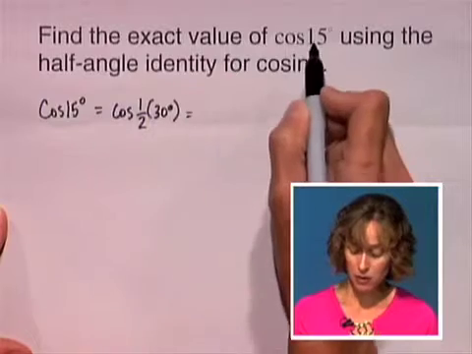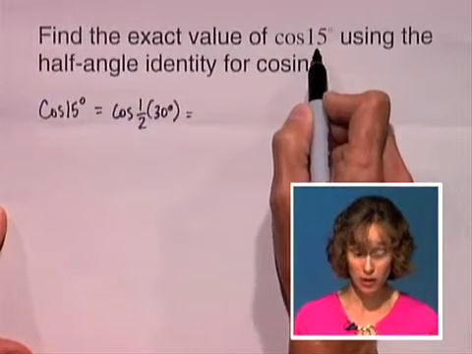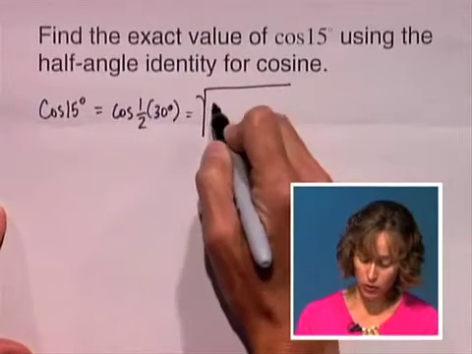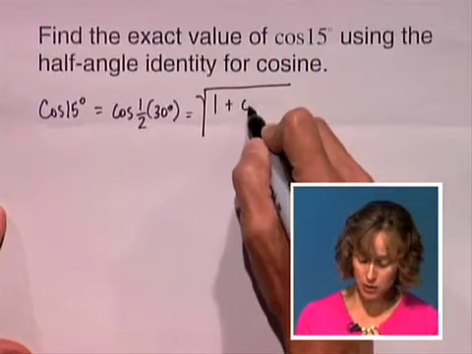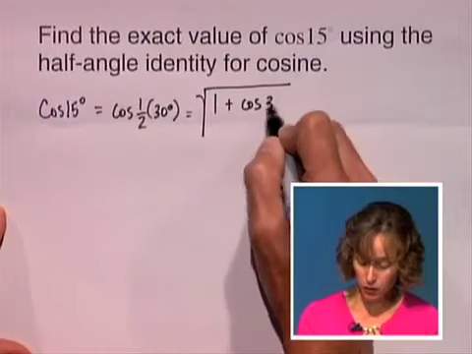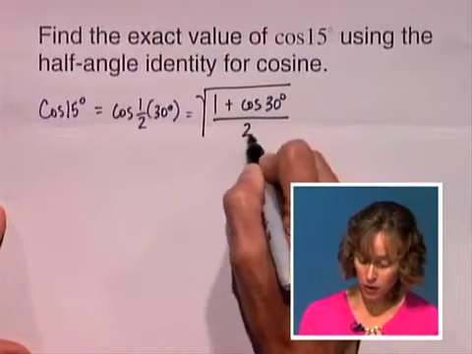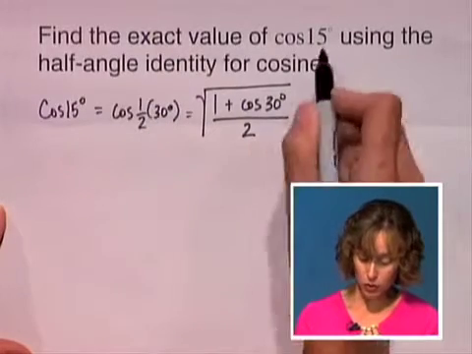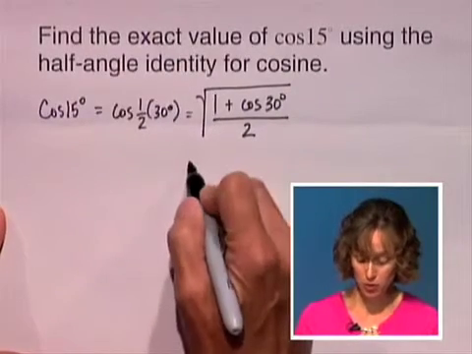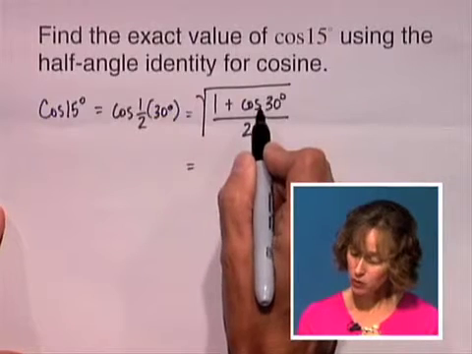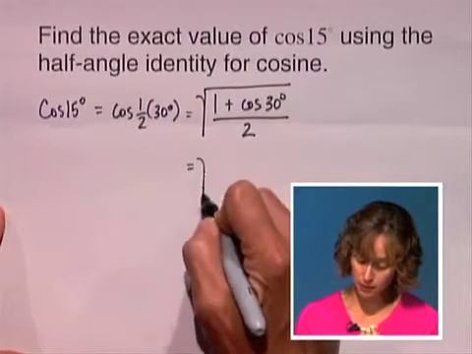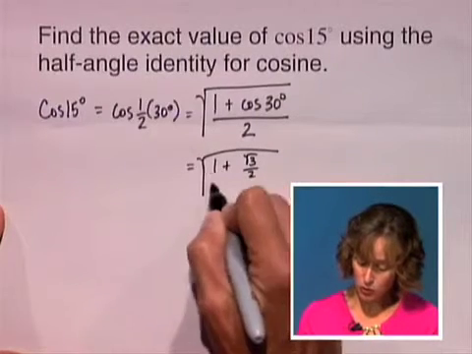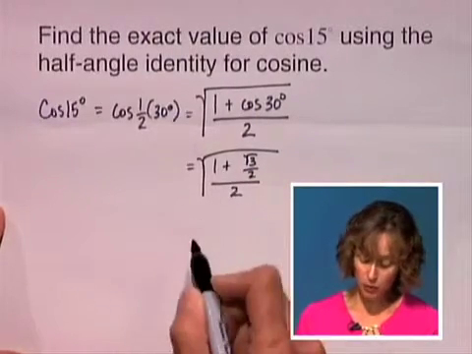The next thing to note is that 15 degrees is in quadrant 1, and so we can use positive the square root of 1 plus the cosine of 30 degrees, all of that over 2. Positive because 30 over 2, or 15 degrees, is in quadrant 1, and cosine's positive there. Now what we need to do is put in the cosine of 30, which is the square root of 3 over 2, and we need to simplify.